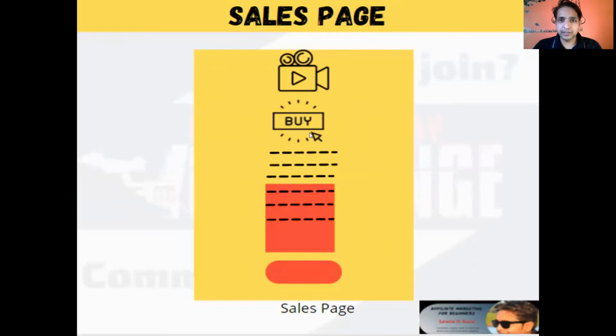So this is the design of a sales page. In a sales page, you will have a video talking about your product, and below that you will have a buy button, and below that you will have some lines about your product and the story. You can have a few more elements, and again a buy button one more time. So this is how a sales page will look.